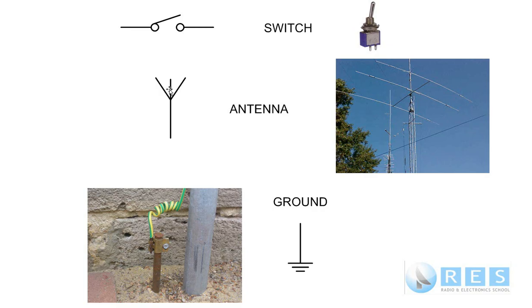So that's switch, antenna and ground. By the way, you must know antenna and ground. These are the two compulsory symbols you need to know. But if I was you, I would know all of them. There's only a couple more to go.